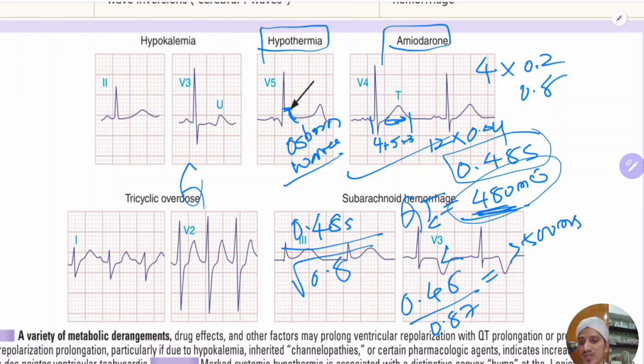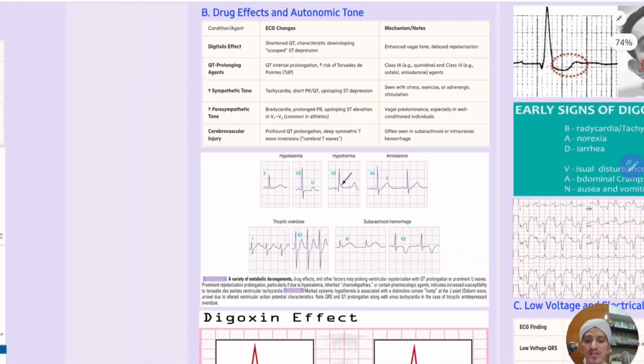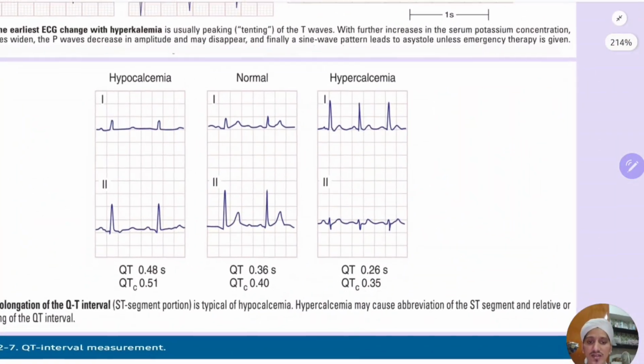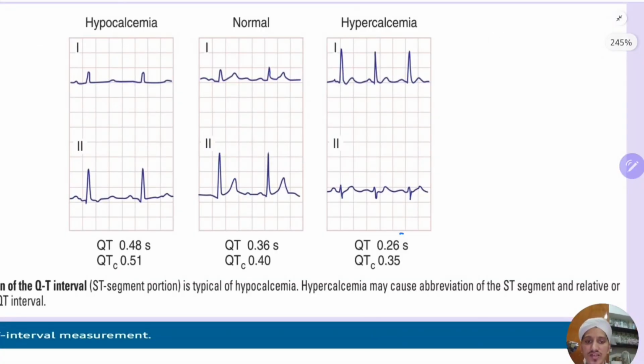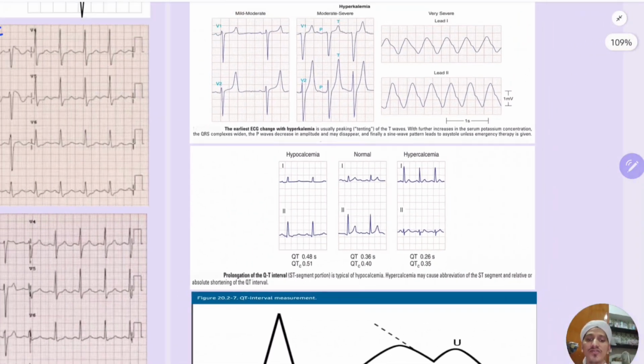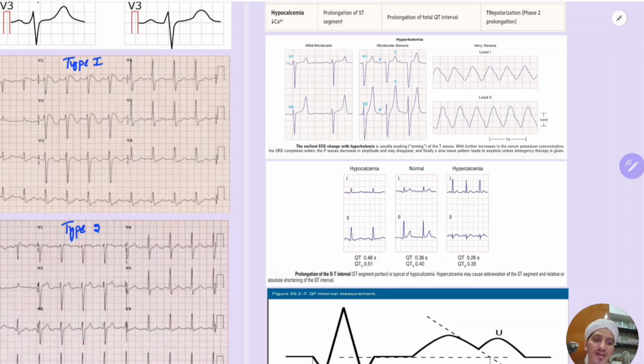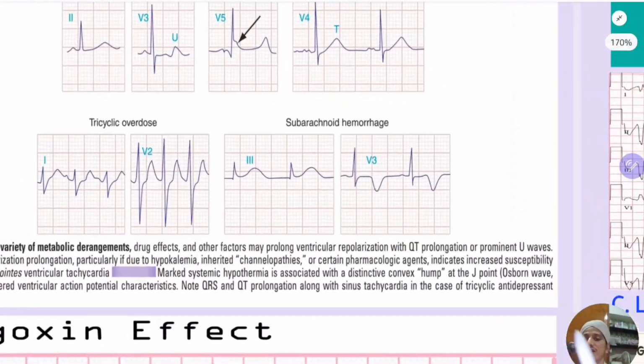So remember, QT interval will generally be lesser than the corrected QT interval. It is not in the book; it is just my observation. As you can see here, QT is 0.26 and corrected is more than that. QT is 0.36, corrected is more than that. QT is 0.48 and corrected is more than that. So that's why I said if QT is 480 milliseconds, corrected QT will be more than 500 milliseconds. So that is prolonged QT interval.